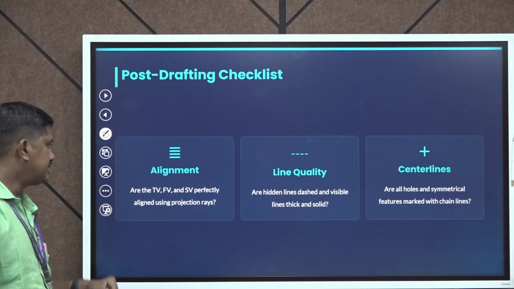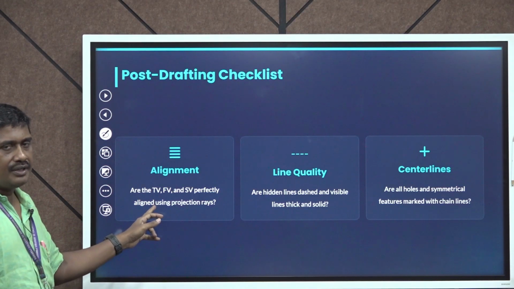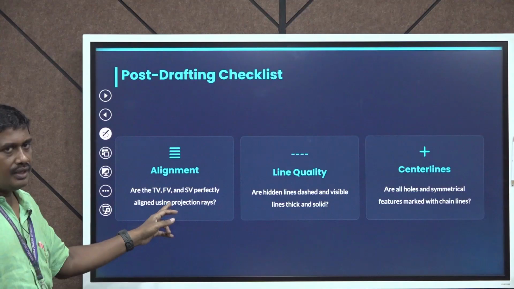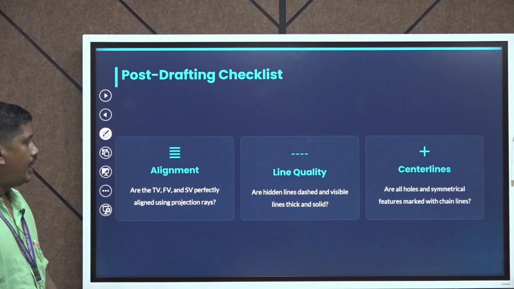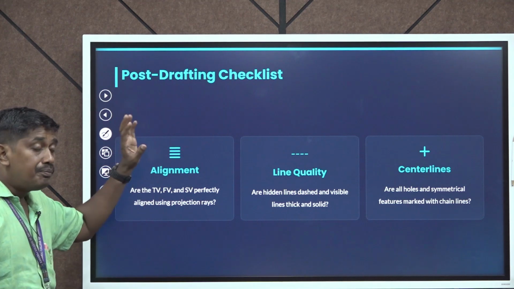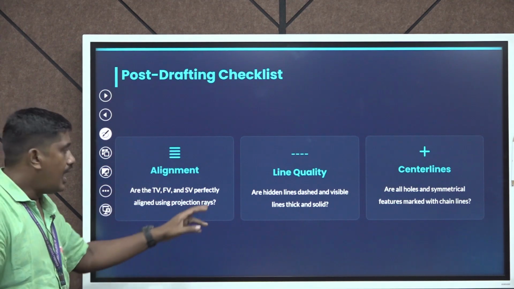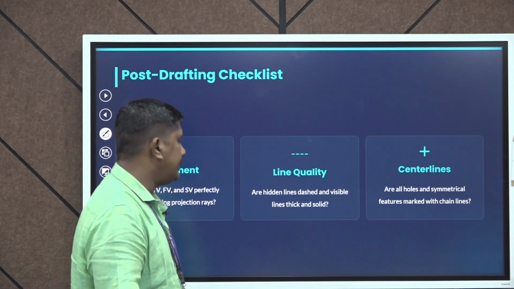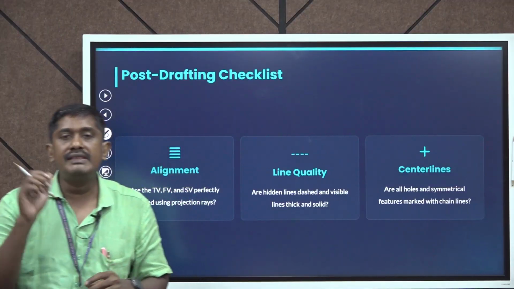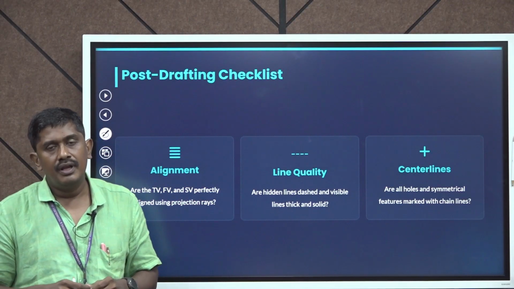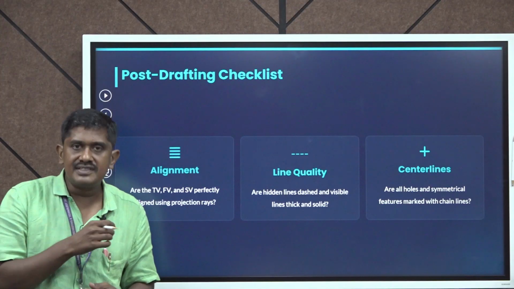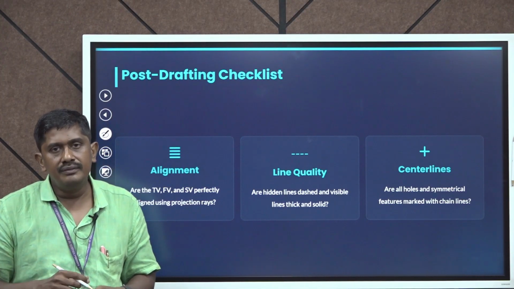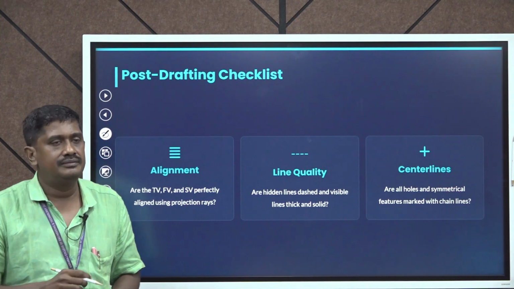Things to be considered in the post drafting checklist. First one, alignment. TV is nothing but top view, FV is nothing but front view, SV is a short name for side view. They should be aligned properly. Second thing, line quality. The main object should be thick line. The hidden features, center lines, and reference lines should be very thin lines.